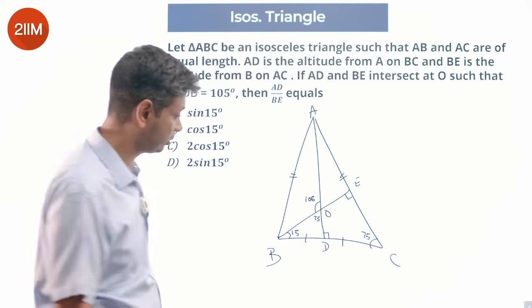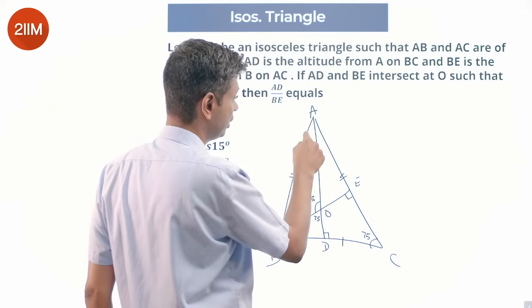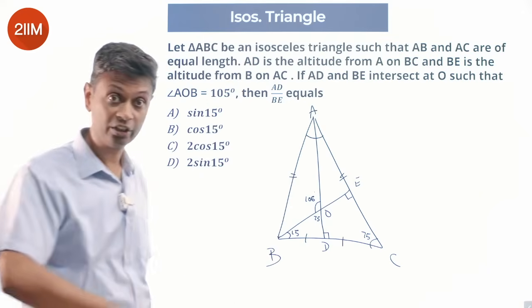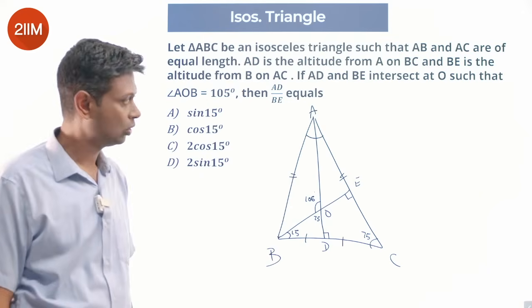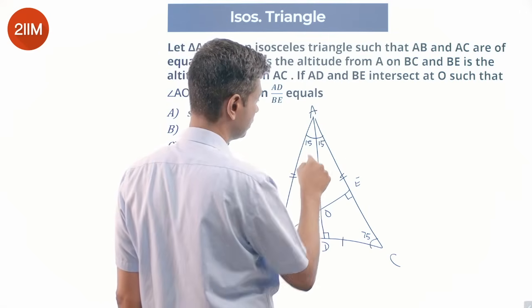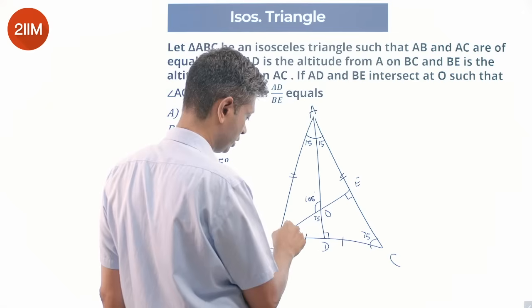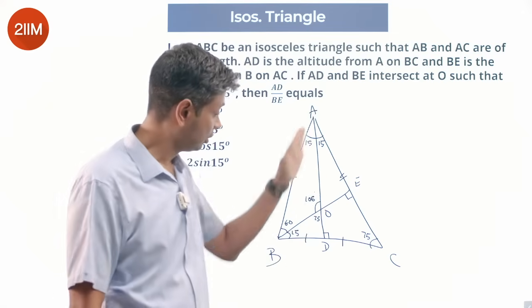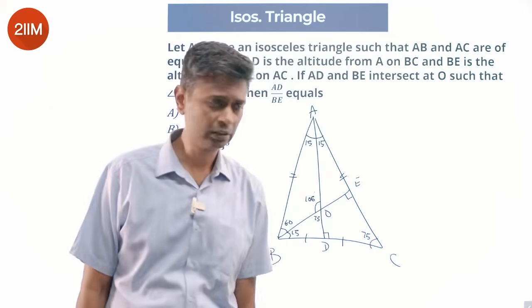Two sides are equal. So 75 plus 75 is 150. The whole thing should be 30. Angle BAC is 30 degrees. 75 plus 75 is 150, overall angle is 30. So this is 15. This angle is 60. 60 plus 15 is 75. 75, 75, 30 is the big triangle. 15, 90, 75 is this triangle.